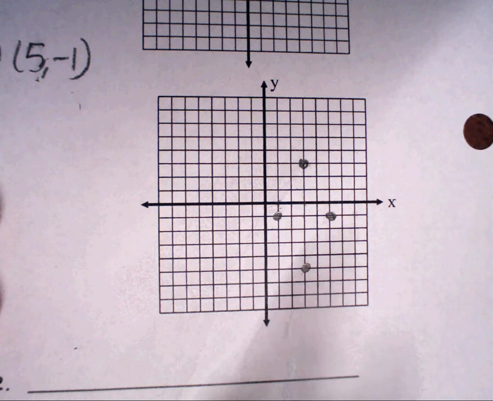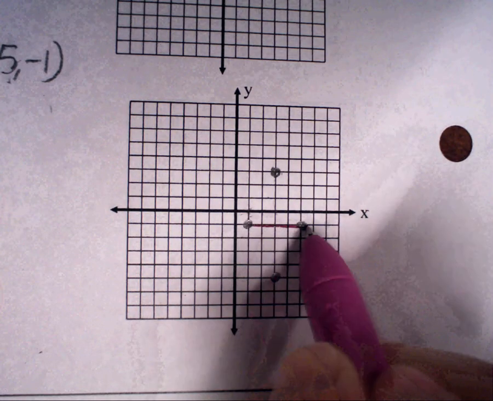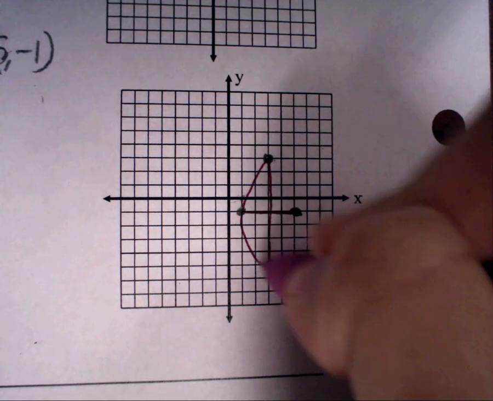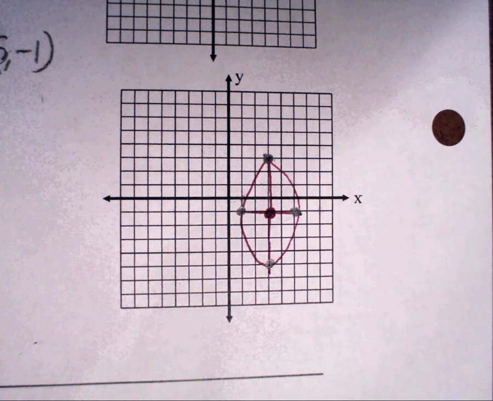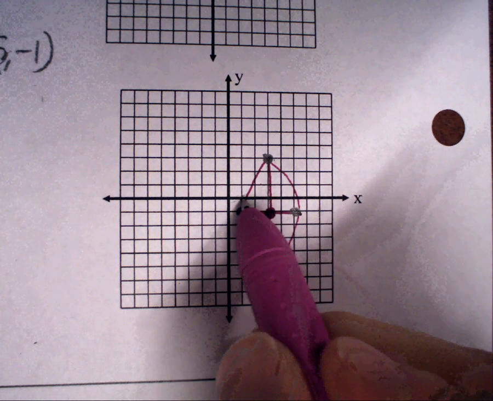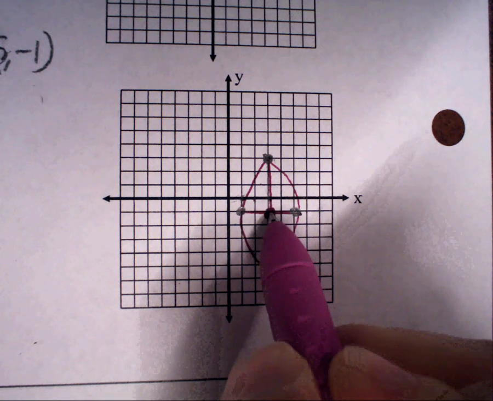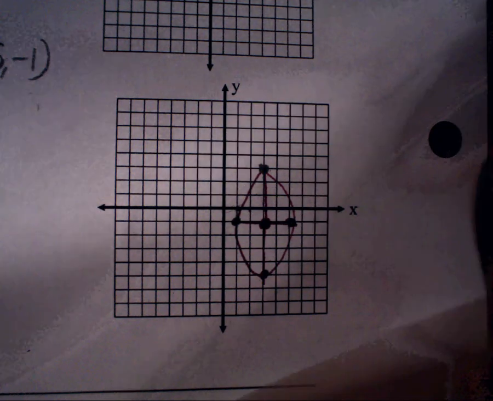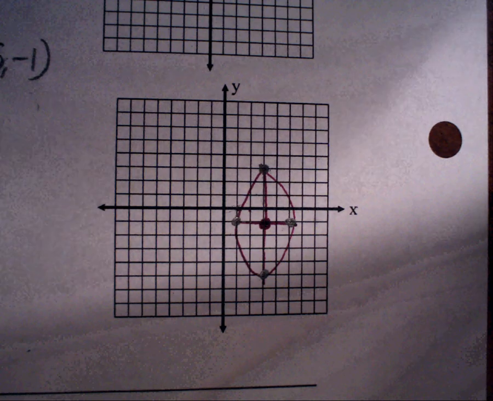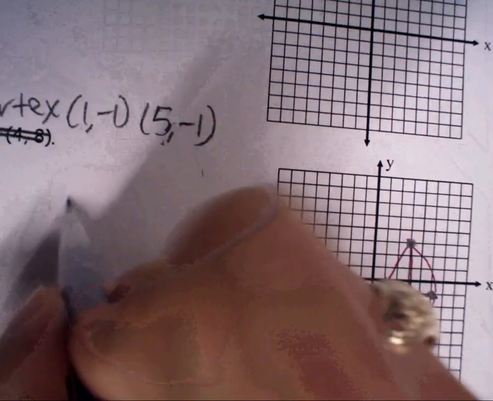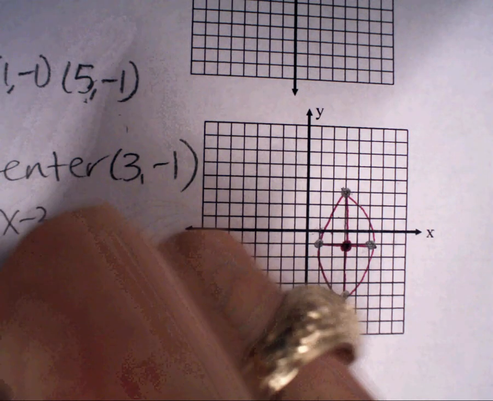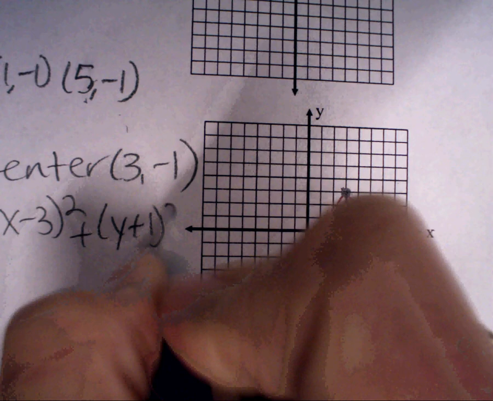So your center has to be right where these would meet up. And you can draw it like an X, you know, technically it's an ellipse, but in the middle should be my center. So my center's location is at (3, -1). So that is my (h, k). So center (3, -1). So I'm going to go and set that up. (x - 3) squared plus (y + 1) squared equals 1.